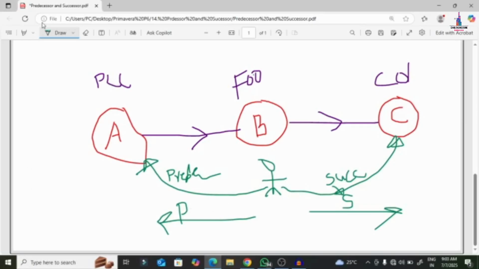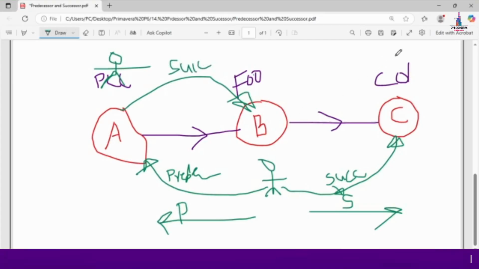This is the first example and this is the second example. I am standing at activity A. Activity A has only the successor for the project. Activity A also has a predecessor, but as per our example I did not explain the predecessor name. So activity A only has a successor for the project. And I am standing at the activity C.